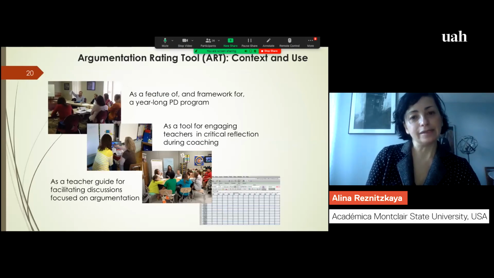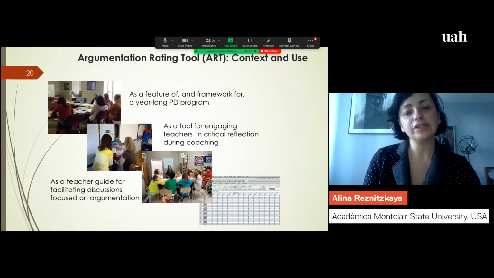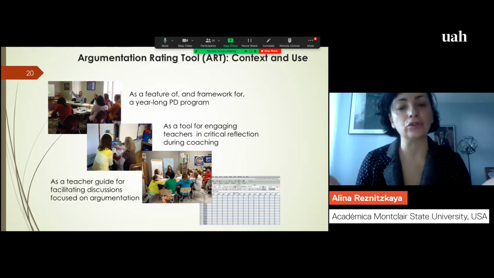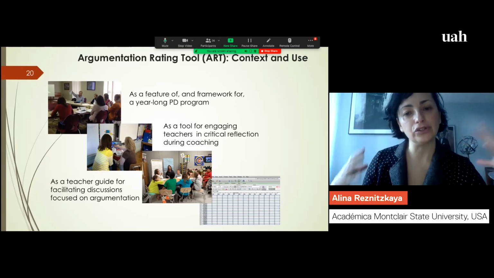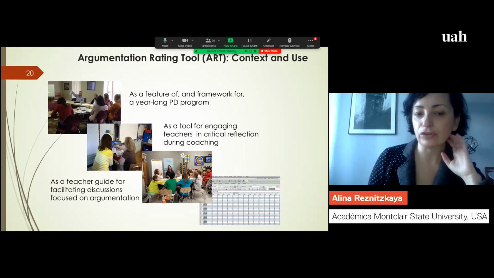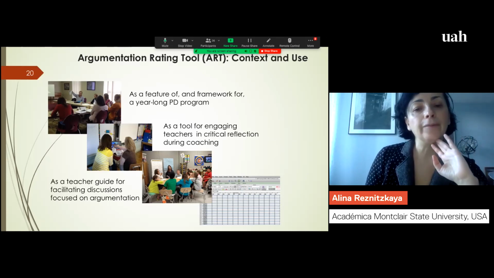So this argumentation rating tool ended up being, again, very central to our professional development efforts. These four criteria gave us a structure. We introduced the entire tool, but then we focused on each criterion, so it gave us a structure for how to approach the sequence of professional development.